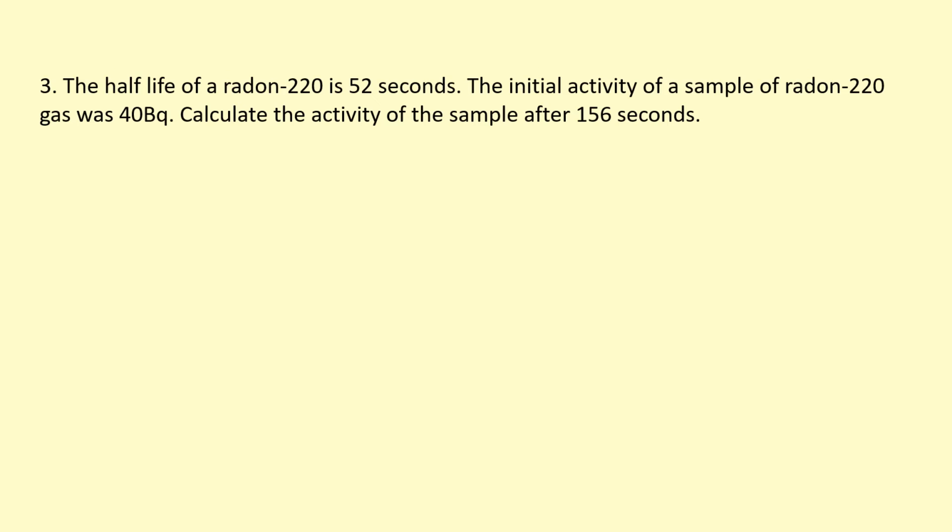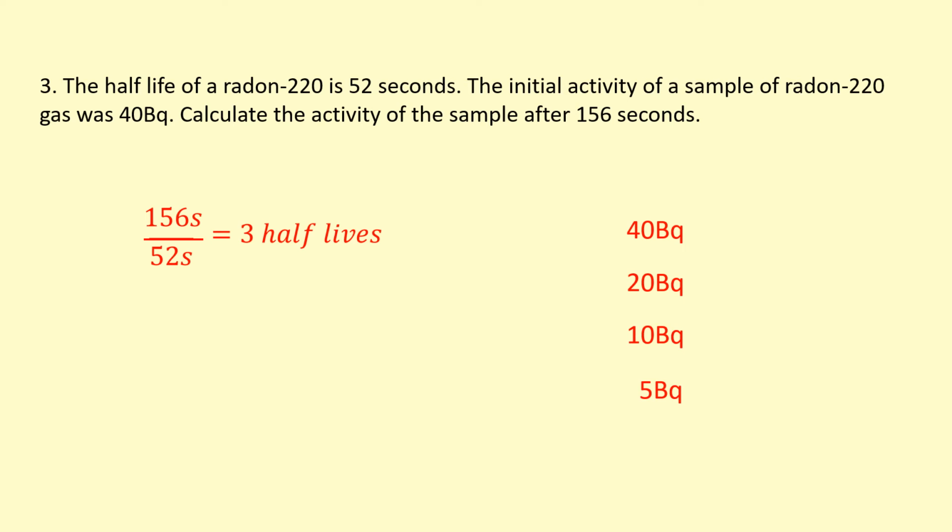So I'm going to firstly figure out how many half-lives are inside 156 seconds. I'm going to take 156 seconds divided by 52, the half-life. That gives me 3 half-lives. So the 40 becquerels is going to halve 3 times. I take the 40 becquerels, halve it, and halve it again, and one more time. So after 156 seconds, it would be 5 becquerels.